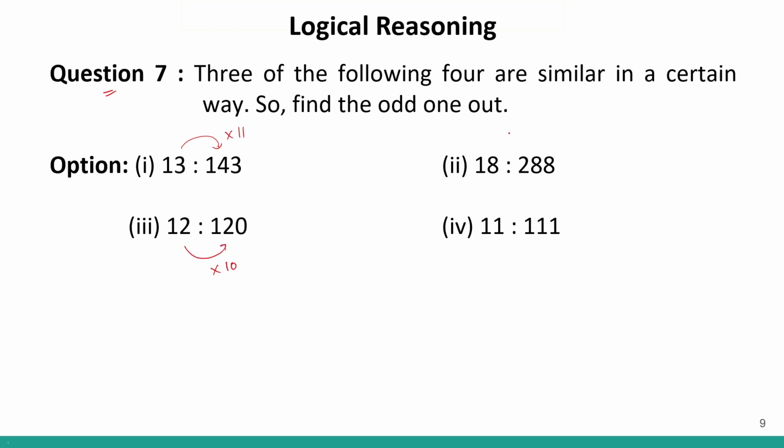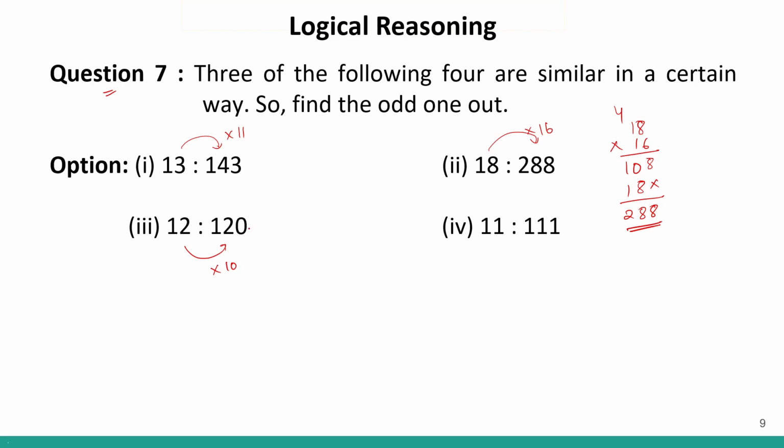Correct? And here also, I'm getting 288, which is around 18 times 16. Let me check. 18 into 16. So 6 into 8 will give me 48. 6 into 1 will give me 6 plus 4 will give me 10. Now 1 into 8 and 1 into 1. So this will be 288. Yes. So this is 16 times, this is 11 times and this is 10 times.